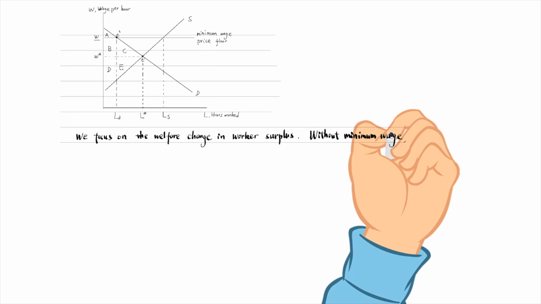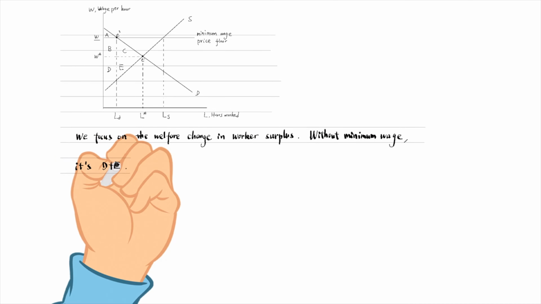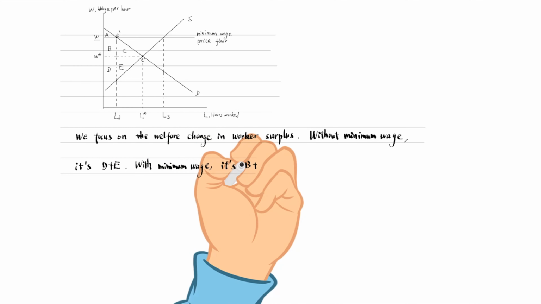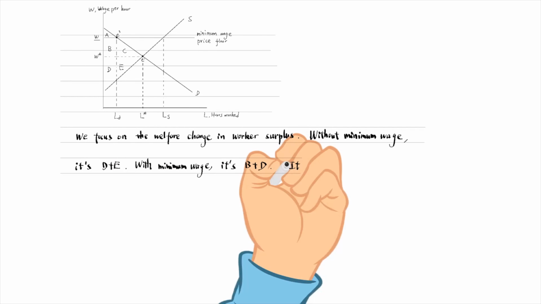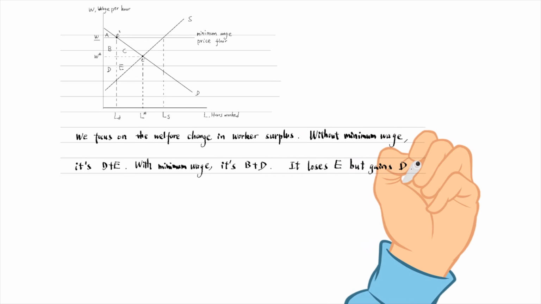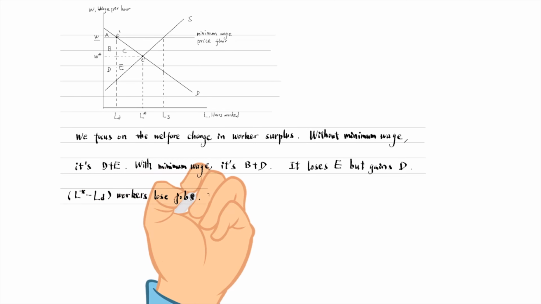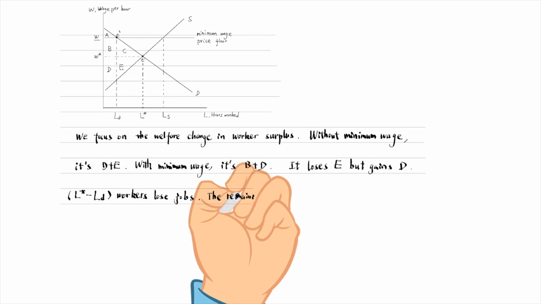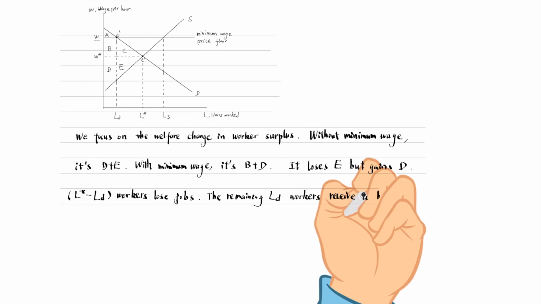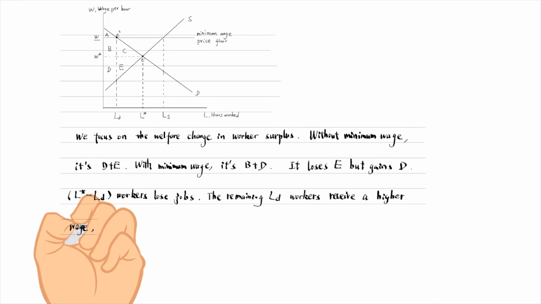Without the minimum wage, it is D plus E. With the minimum wage, it is B plus D. It loses E but gains D. L star minus LD workers lose jobs. The remaining LD workers receive a higher wage, the minimum wage.